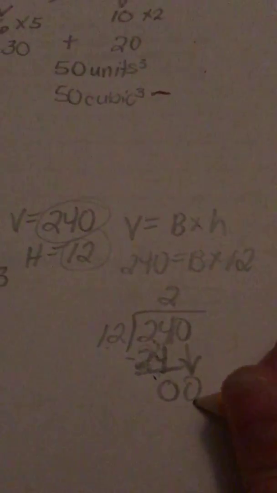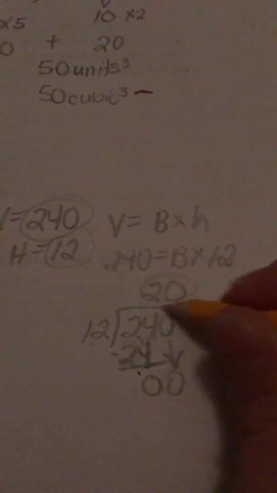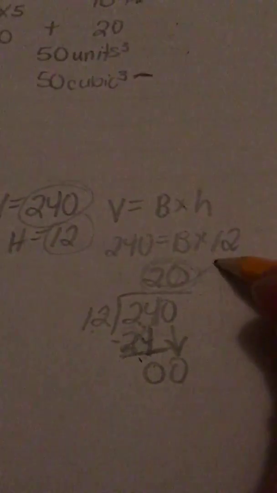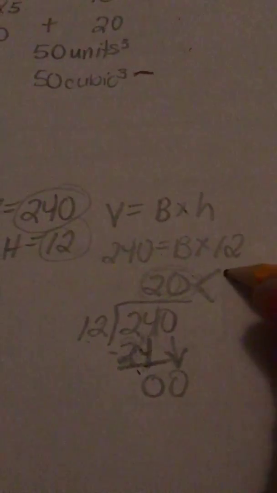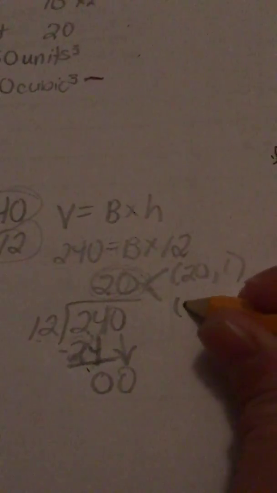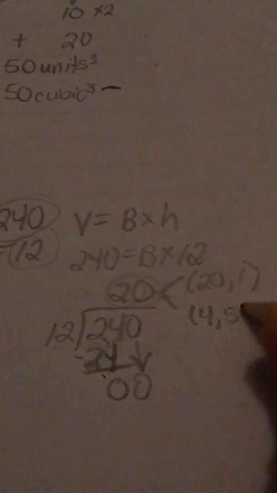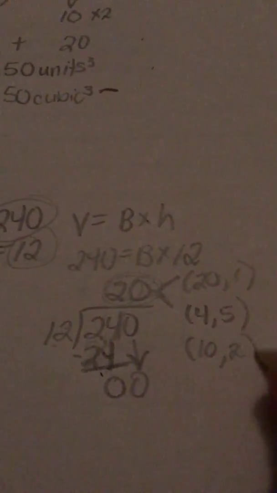You drop down your 0. Indicate in your place value that 12 can go into 0 zero times. And you get 20 as the total of the base. And if you needed to come up with 2 dimensions for the base, remember your base is your length times your width. So any factor pairs that could multiply together to equal 20. You could have 20 times 1 as a possible base. We could have 5 times 4 as a possible base. We could have 10 times 2 as a possible base, and you could flip those.